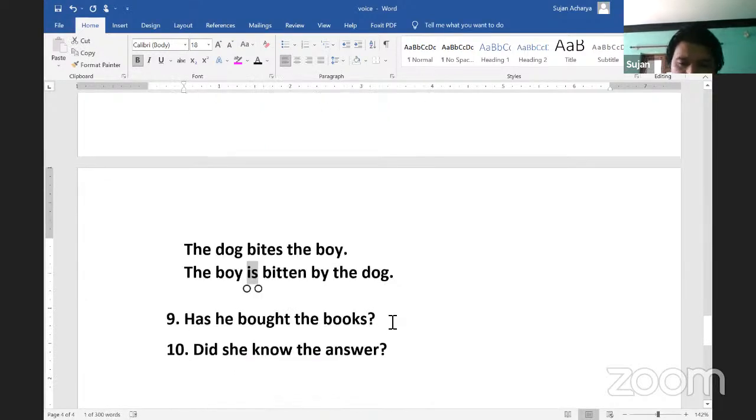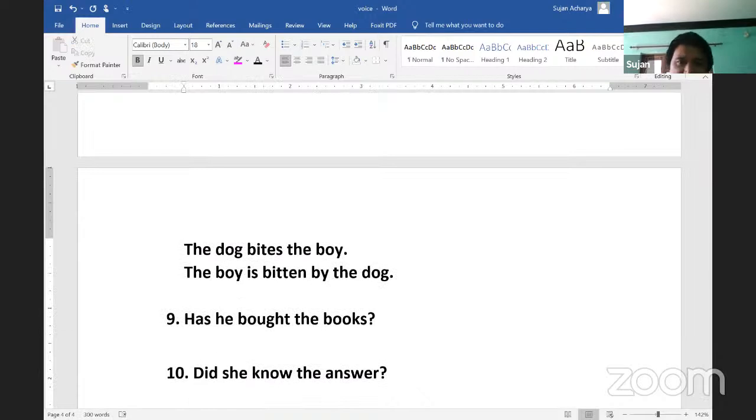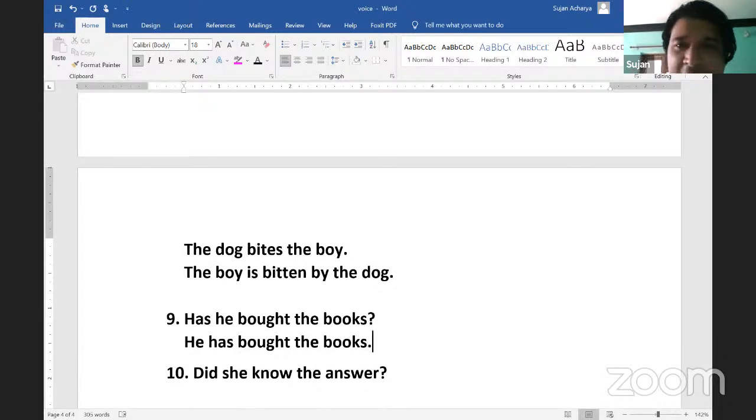Has he bought the books? Our question is too ayo. For example, the given sentence in active voice is in interrogative form, question sentence, and you find it difficult to change it. अब यसलाई के गर्ने? Change this into a statement. Has he bought the books means the answer is he. Change it into a statement. He has bought the books. यहाँ गर्ने यहाँ. He has bought the books.